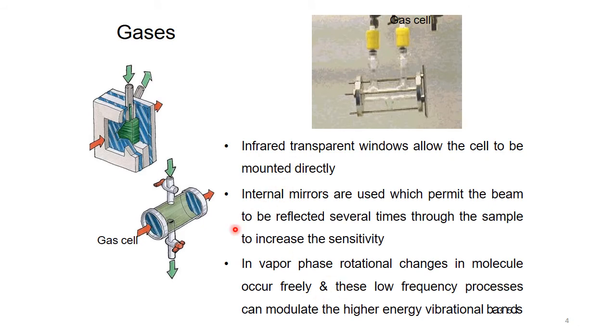First of all, gases. So the gas cell is like that, as I have shown in the figure. It has mirrors on both sides. Infrared transparent windows allow the cell to be mounted directly. Internal mirrors are used which permit the beam to be reflected several times through the sample to increase the sensitivity. In vapor phase, rotational changes in molecules occur freely, and these low frequency processes can modulate the higher energy vibrational bands.